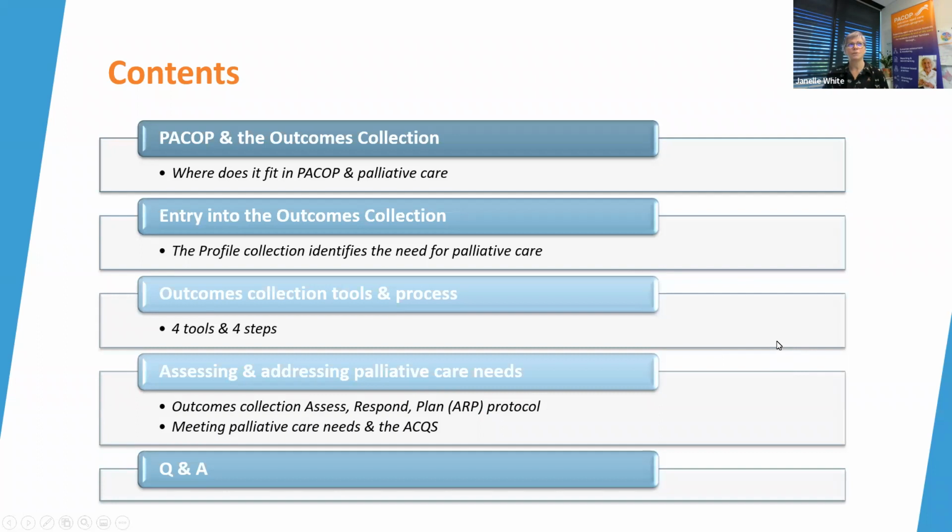So today we're going to give an overview of the PACOP program, the full program, and talk about where outcomes fits in, and how to enter into the outcomes collection. There are 4 tools and 4 steps in the outcomes collection, and also the ARP protocol I mentioned is about assessing and addressing those palliative care needs in a timely way. We'll talk a bit about how it fits into the aged care quality standards as well.